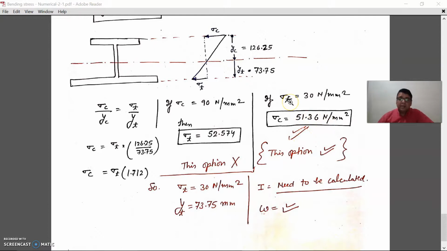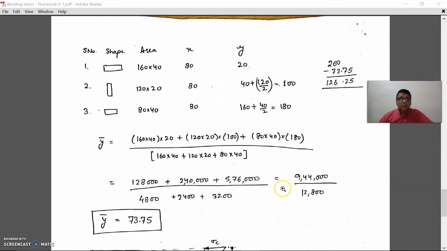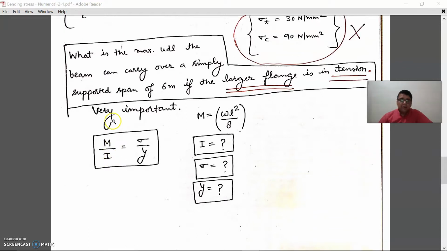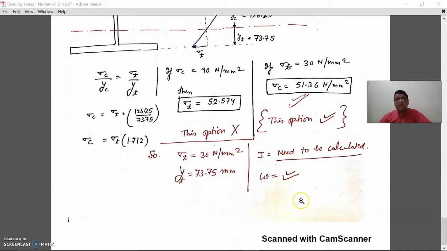That means I can put the value of sigma T and I can put the value of YT. And again, to find out the value of W, I have to choose this formula. So sigma T is okay. On this side YT is okay. The M value is W into L square upon 8. But again, I is still a problem. So you have to calculate the value of I.